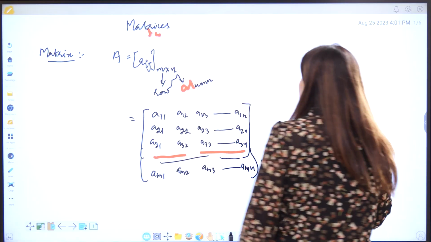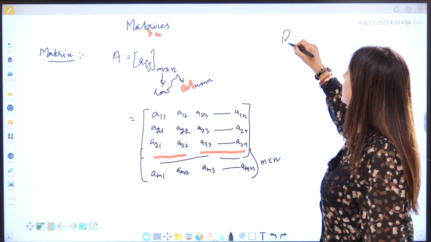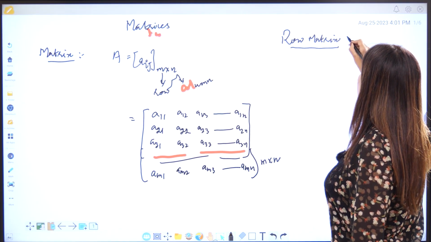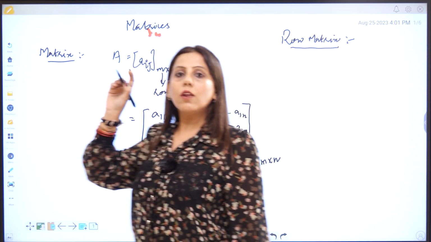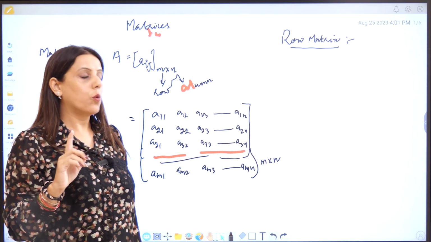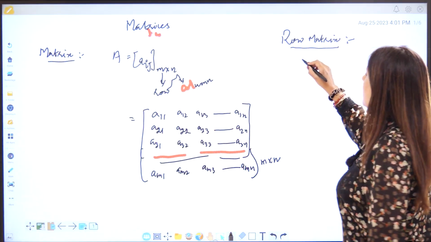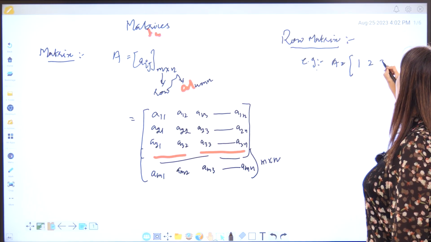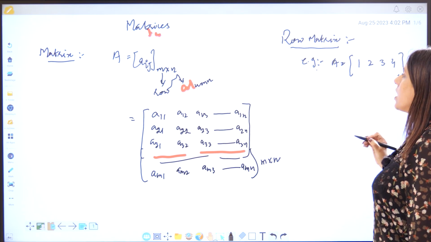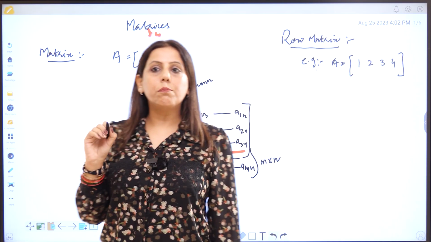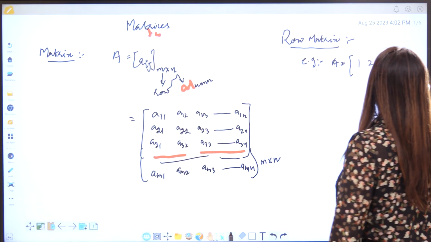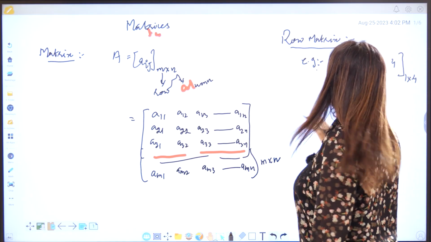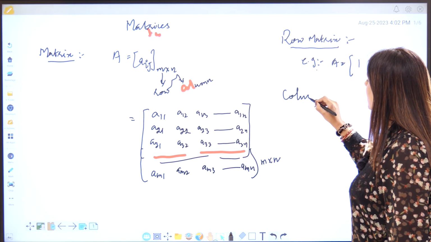If I talk about m rows and n columns, what is the row matrix? A matrix in which there is only one row and multiple columns, right? For example, A = [1, 2, 3, 4]. This is a row matrix, in which there is only one row and multiple columns, and it can be written as one row and four columns, 1 × 4. What is the order of this? 1 × 4.